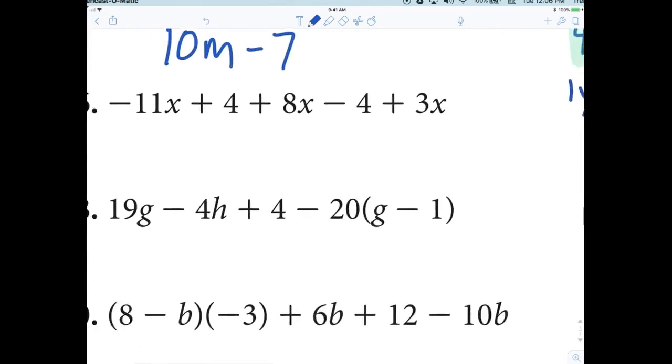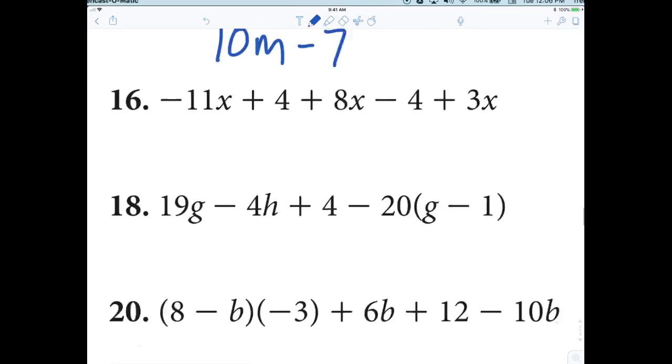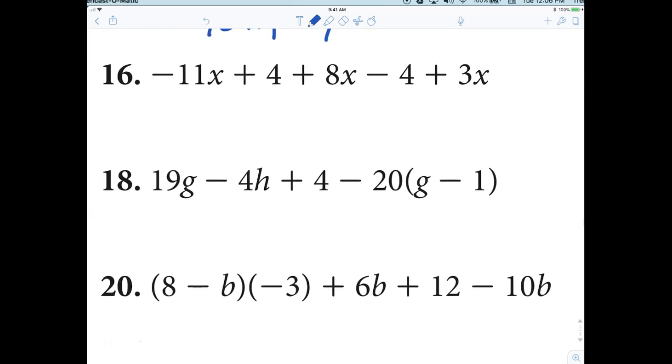All right, Julian. Now you're on 16. You don't have to distribute, so you have to do what? Take your time, remember. 8x. Good, which is negative 11 plus 8. No. You owe me 11 and you have 8. Oh, negative 3. Yes, good job, buddy.